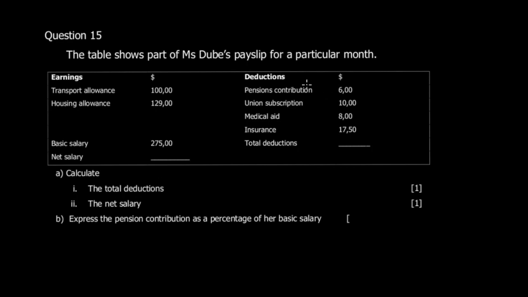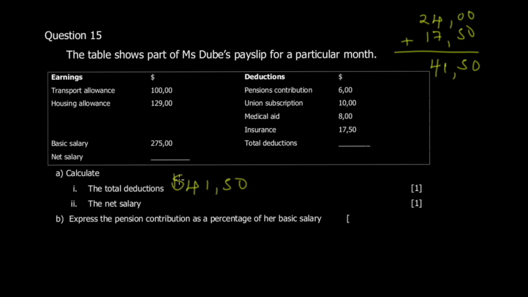So the total deductions would be this. Okay. So here you get $6 plus $10 is $16, $16 plus $8 is $24, $24 plus 17.50. Okay, so here what do we get? We get 0, 5 here, this is 11, so one here, this is 41.50. Okay, so this is $41.50. Don't forget the units, those are dollars.